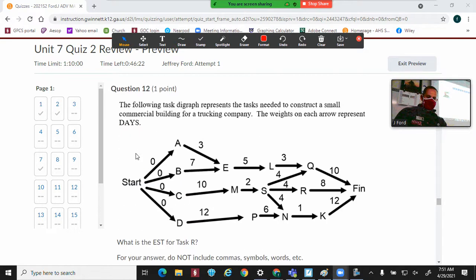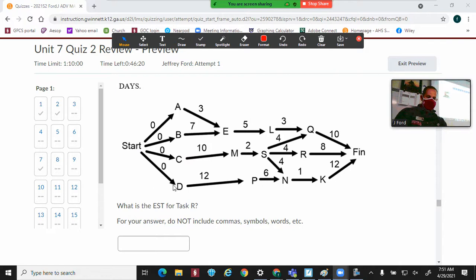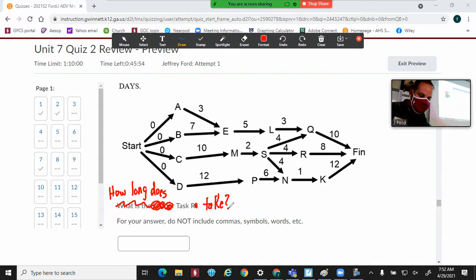All right. What is the EST for R? I'm going to change this, because sometimes the question may ask not what is the EST, but something like how long. I'm going to change this question to: how long does task R take?